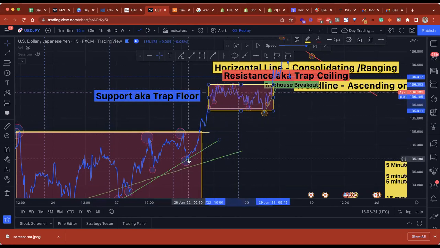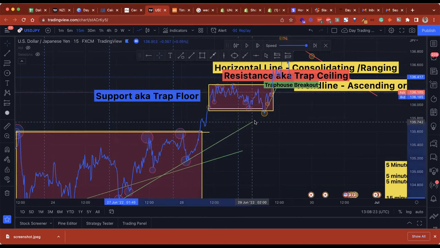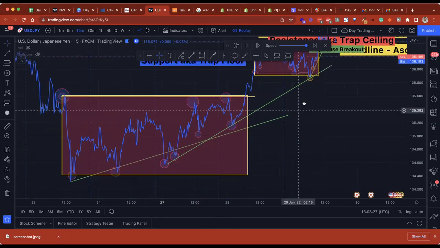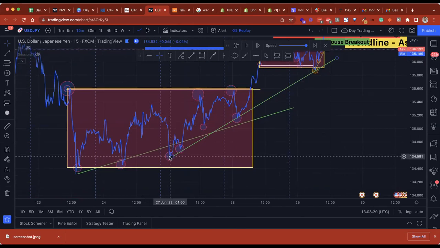Oh, look at this. This connects too. Look at this. Boom. It kept respecting that line, even from way back here. So this line that started back on June 27th, it touched again a little bit here, touched it. I'm not going to count this one here.